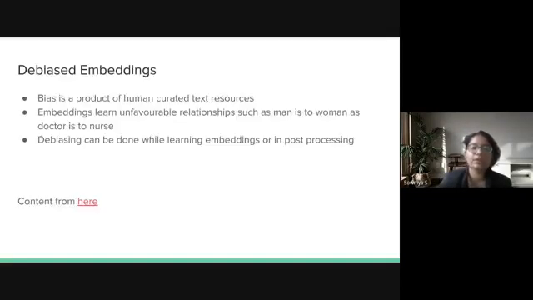So, the idea is that bias is a product of human curated text resources, not only text, many resources. It was found that word embeddings learn unfavorable relationships, such as man is to woman is same as doctor is to nurse. Now, two approaches are there. We can debias them while learning the embeddings itself or in post processing.